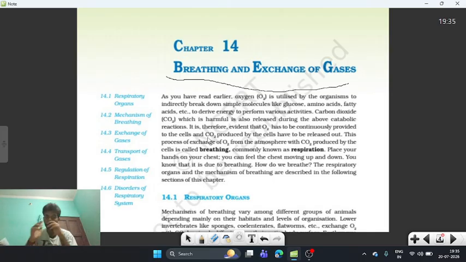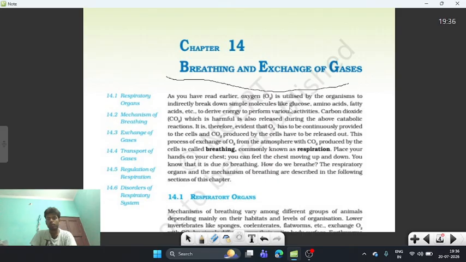We know that oxygen is utilized by the organism to indirectly break down simple molecules like glucose, amino acids, fatty acids, etc. From breaking these, we can get energy, we can get fuels for performing works.